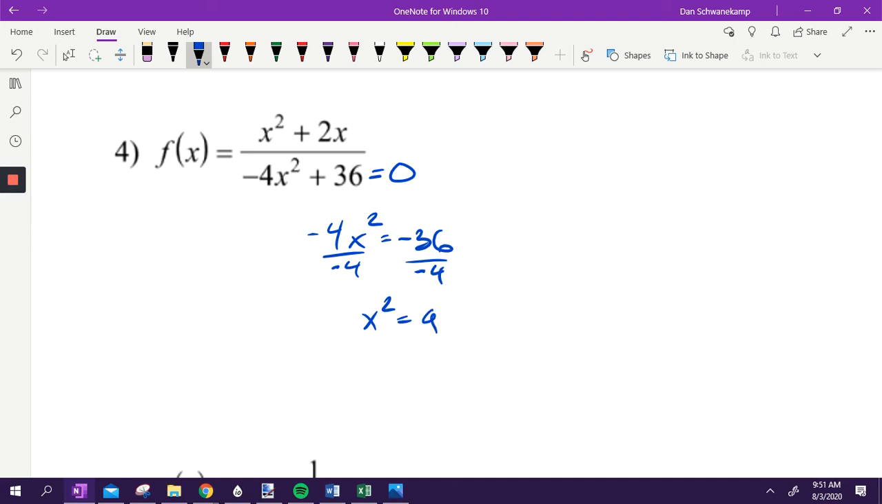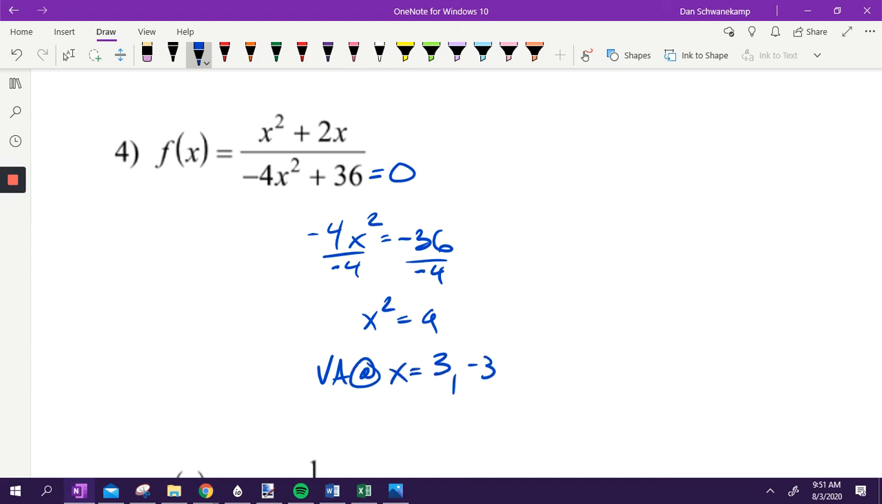Where are you going to have horizontal or vertical asymptotes here? I should be using both hands, right? 3 and -3, both of them. Okay, 3 and -3 because we got to square root that 9. I'm going to have a vertical asymptote at x is equal to 3 and -3.